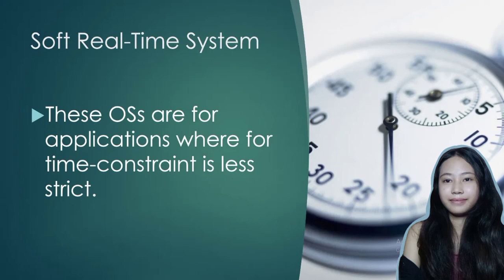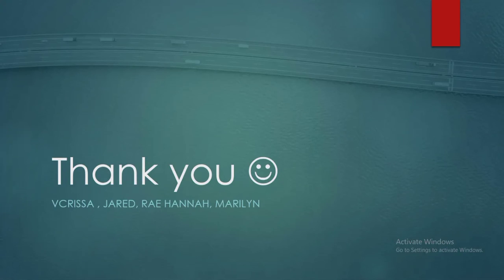Now let's look at the soft real-time system. These operating systems are for applications where time constraints are less strict. A soft real-time system should meet deadlines, but the system does not fail if a few deadlines are missed.